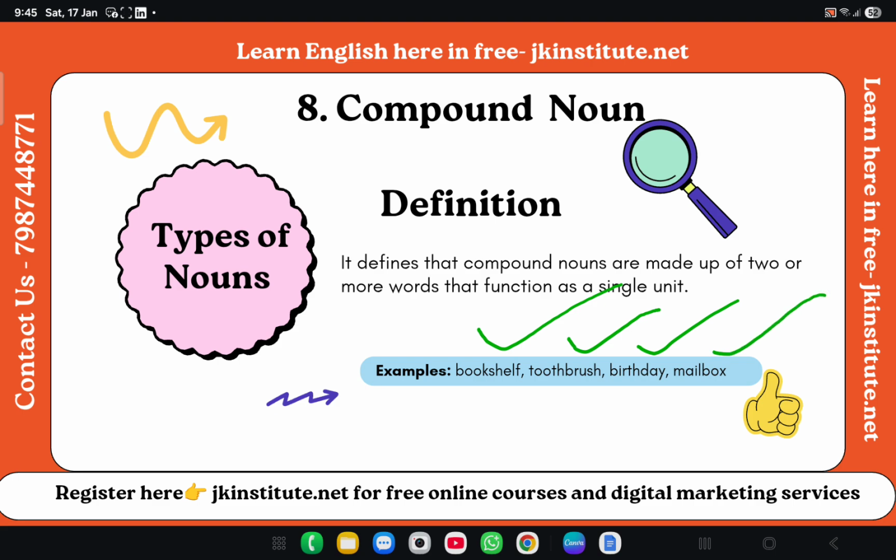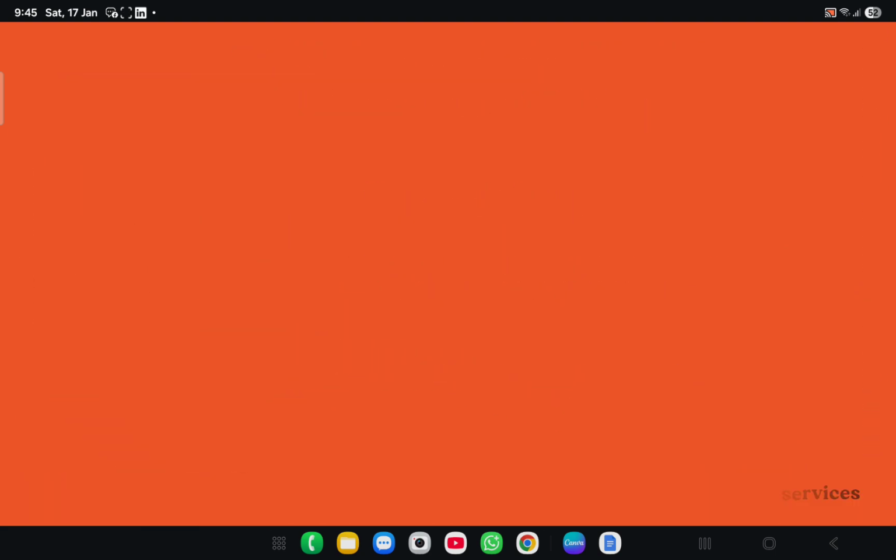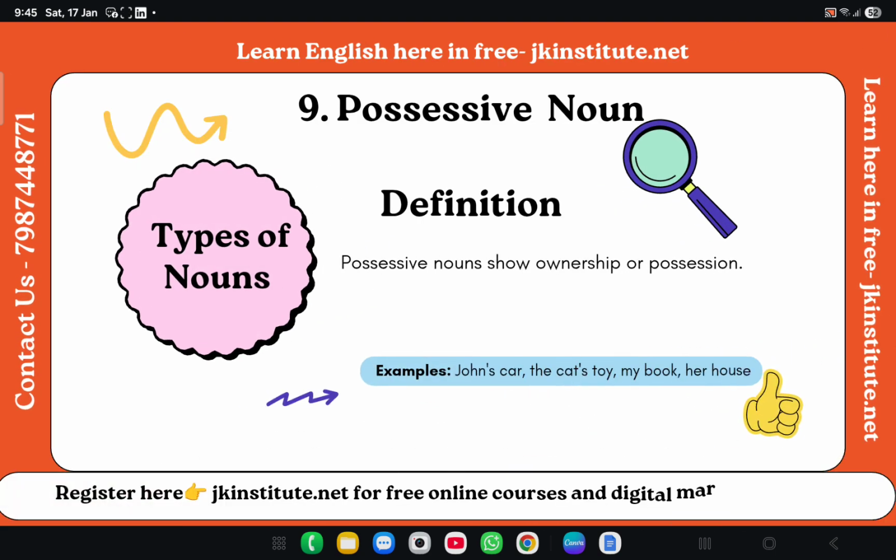Mailbox, mailbox. So these are compound nouns. Hopefully you understood about compound nouns, how we can recognize them and how we can use them in sentences while speaking or writing. Now let's go to the next kind of noun that we are going to study, possessive nouns. How can we use them and how can we recognize them in sentences?